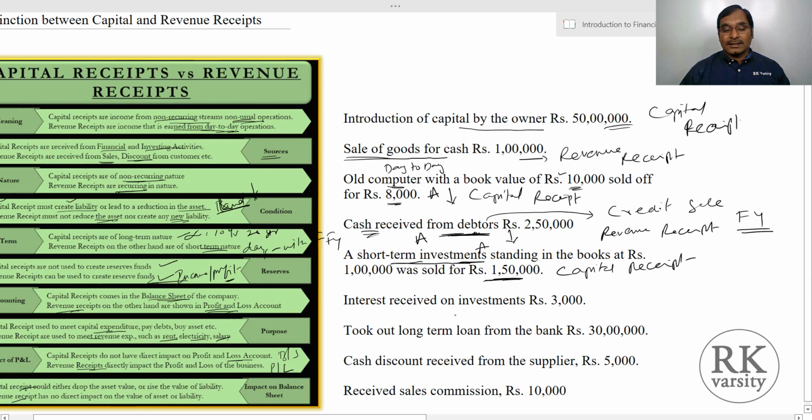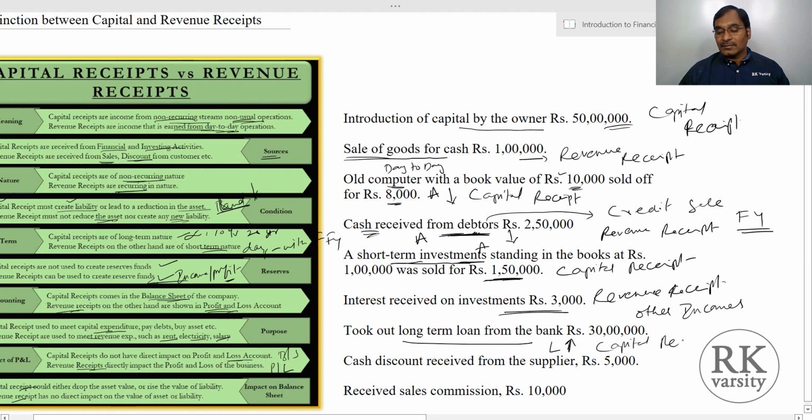Next is interest received on investment. So this is an interest amount. So we received this. This is a revenue receipt, but not from operations, not from core activities. So we consider this as other income. Income from other sources is your interest received. Then, took out a long-term loan from a bank. So when you took out a loan from a bank, your liability will increase. So creating a liability increase leads to a capital receipt.